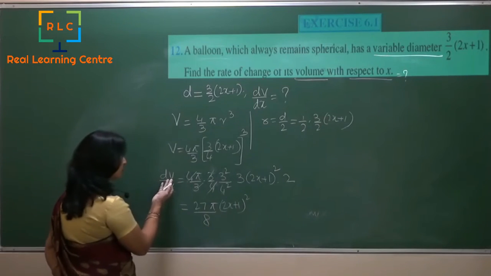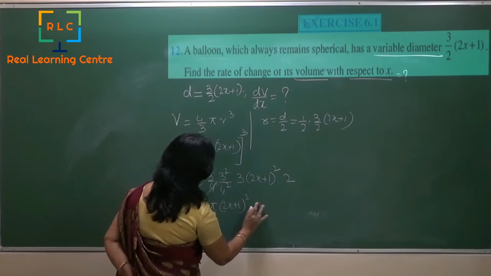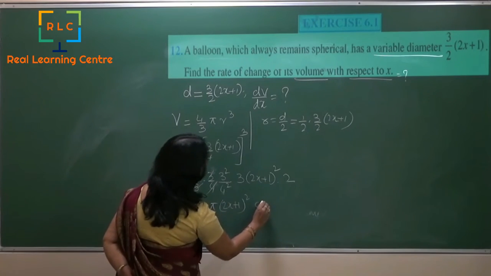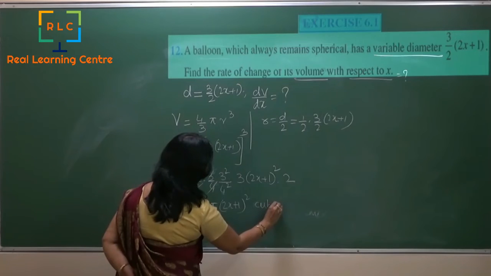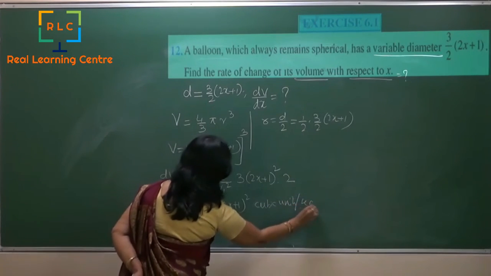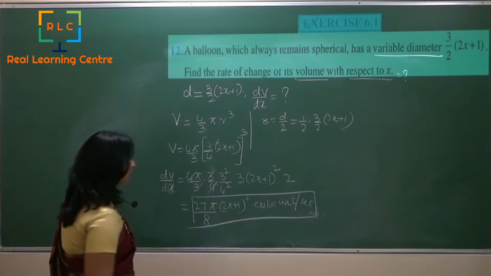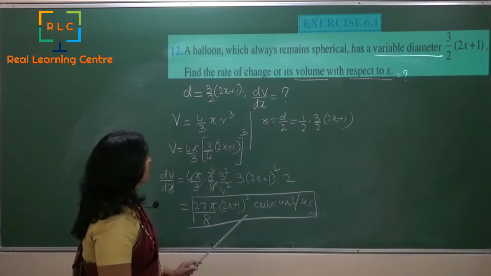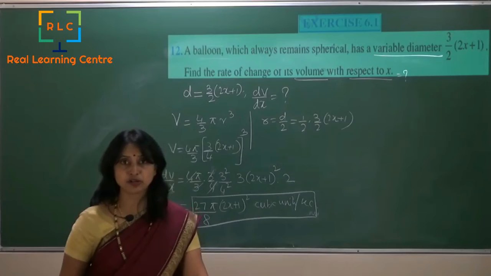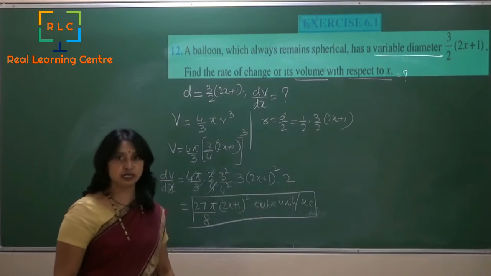And what is this? We are talking about volume. So this is cubic centimeter, I'll say cubic units per second. This is your answer. They have not given any unit for this, centimeter or meter or whatever. So I've called it cubic units.